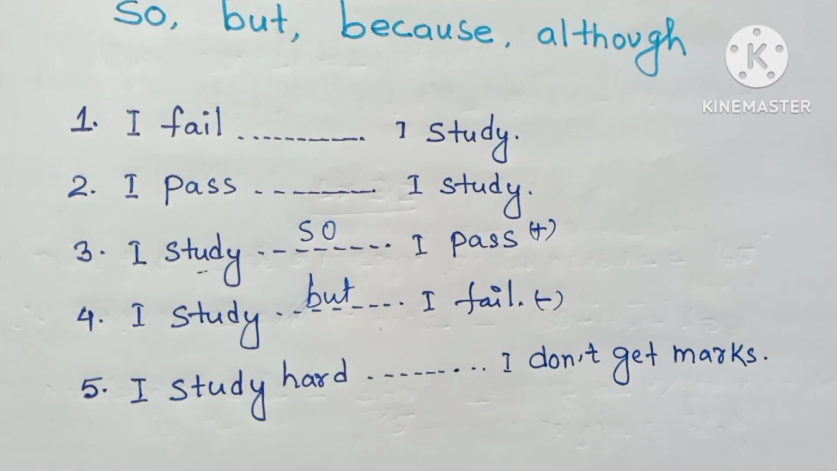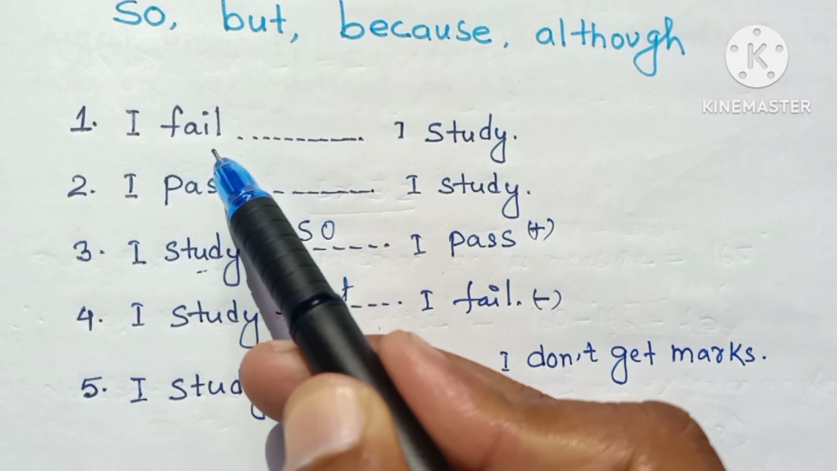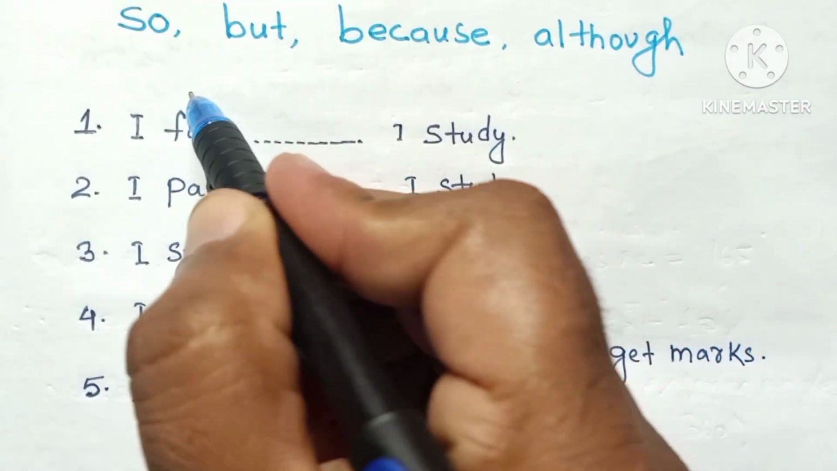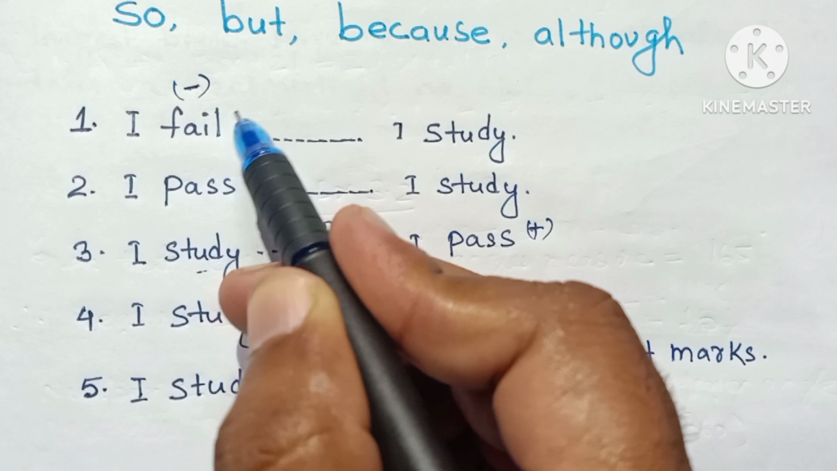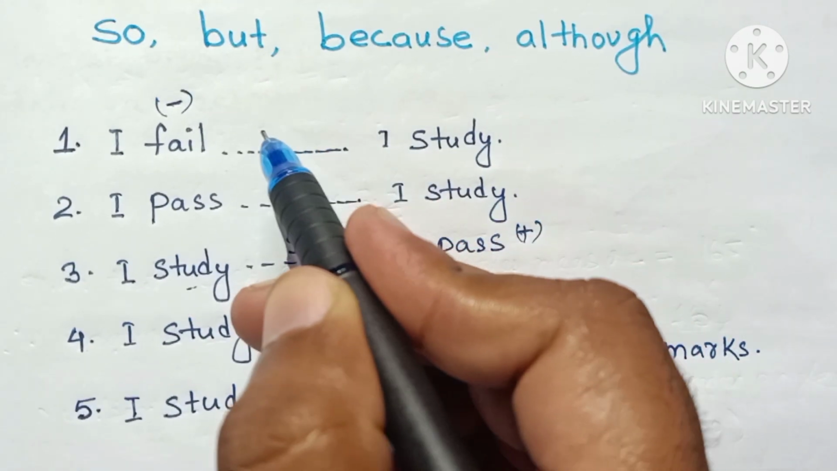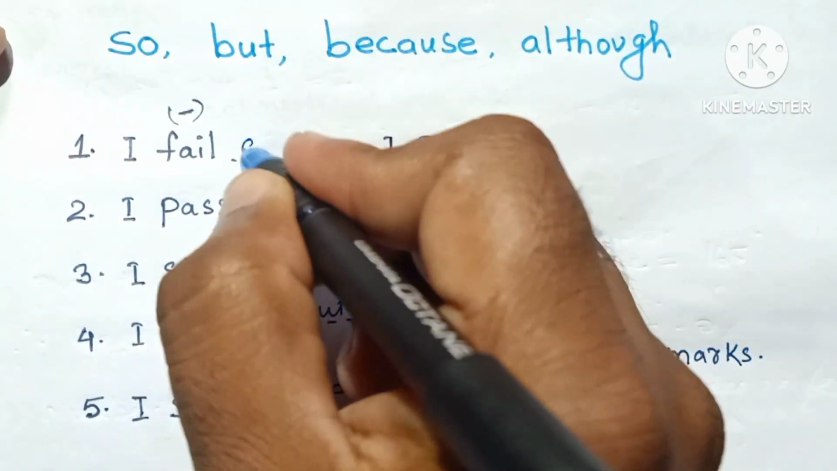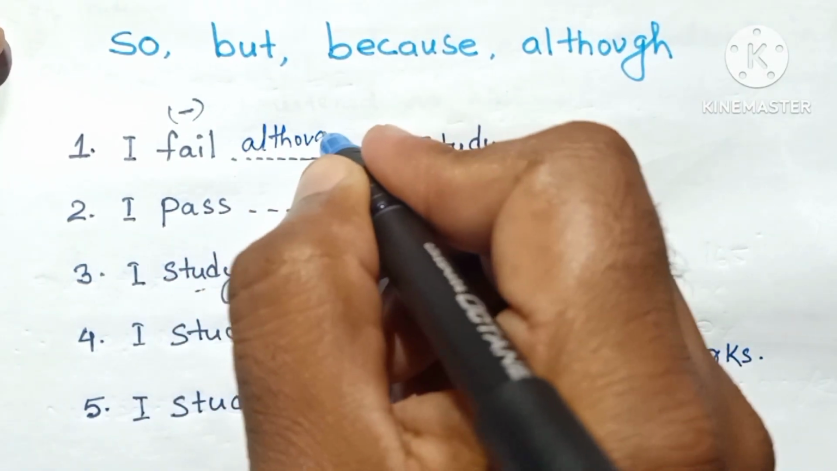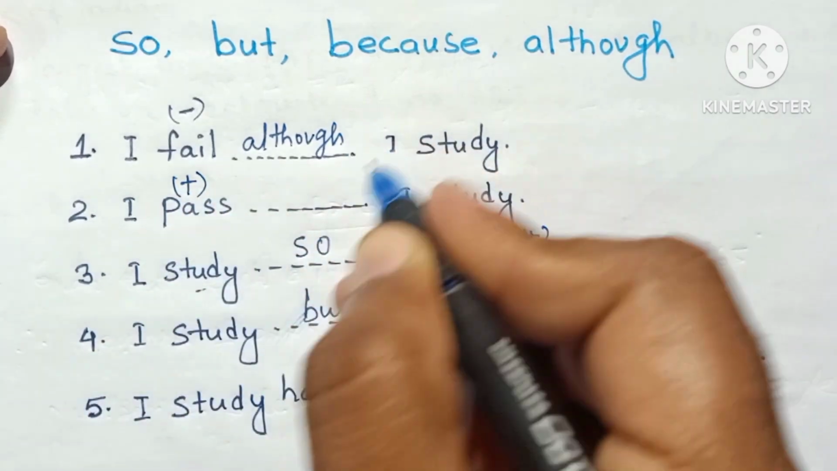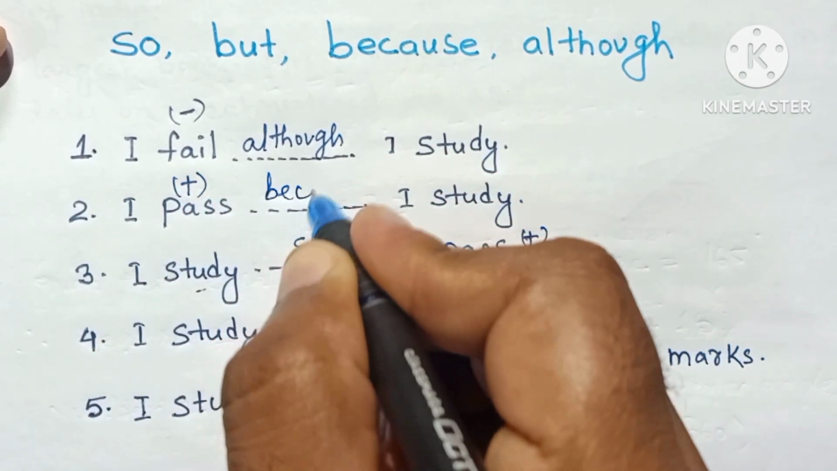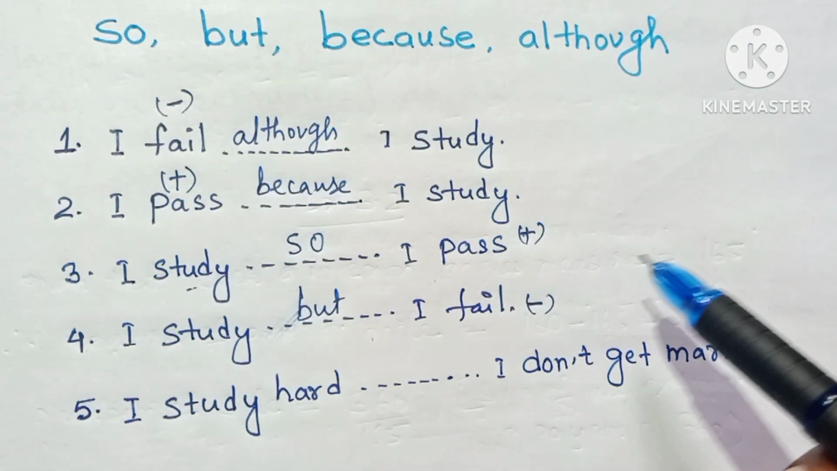And in question number 1 and 2, we have reaction in the first part of the sentence. I fail, so this is a negative reaction. So when a negative reaction leads to an action, we always use although. And when a positive reaction leads to an action, we always use because. So I hope you must be clear by now.